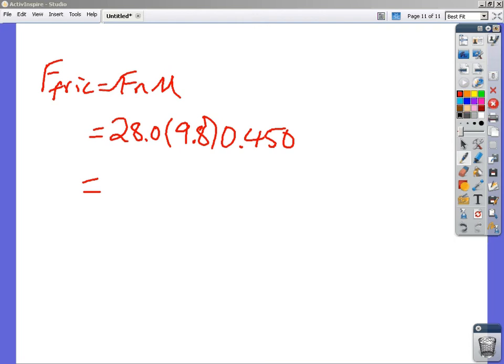In the solutions, they do a lot of substituting. They like avoiding putting numbers into the calculator until the very last second. 28 times 9.8 times 0.450. So this is our frictional force, 123.48 newtons.